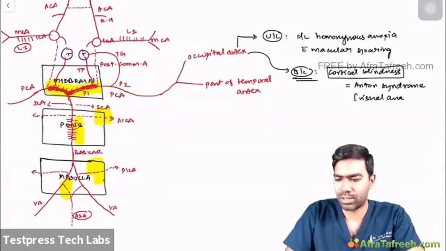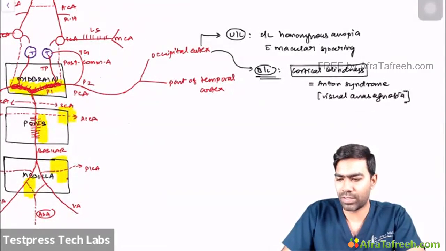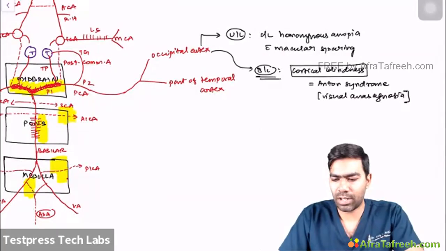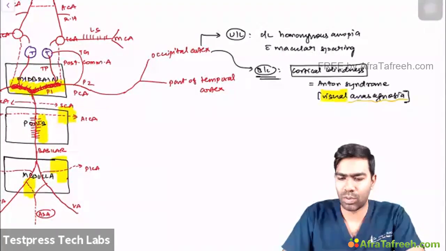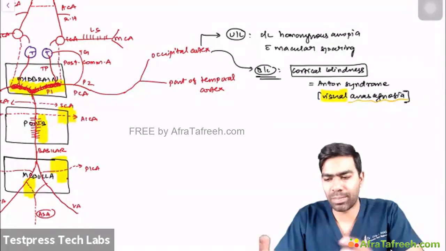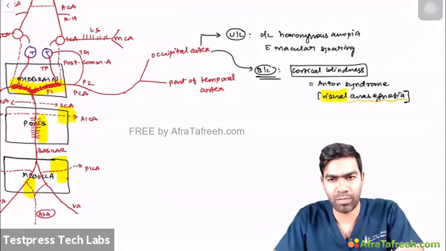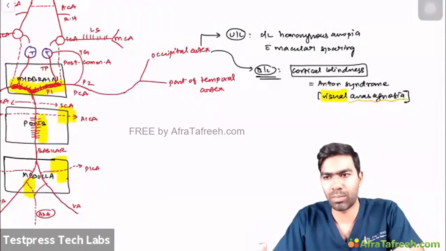That's what happens. We have seen sensory anosognosia some time back, where the patient is unaware of his own deficit. Similarly, what do you mean by visual anosognosia? It means the patient is unaware of his own blindness. That's what we call visual anosognosia. Whenever there is a bilateral PCA infarct causing bilateral occipital lobe infarcts, the patient loses the macula, of course, because the macula is supplied by both PCAs.